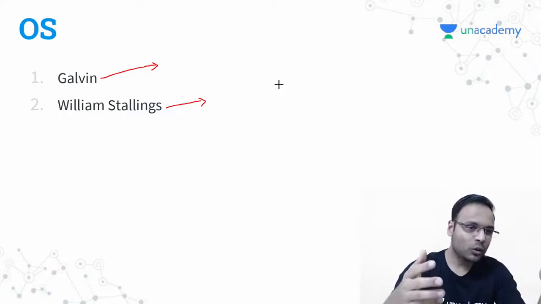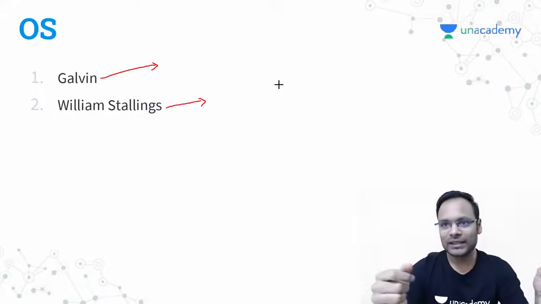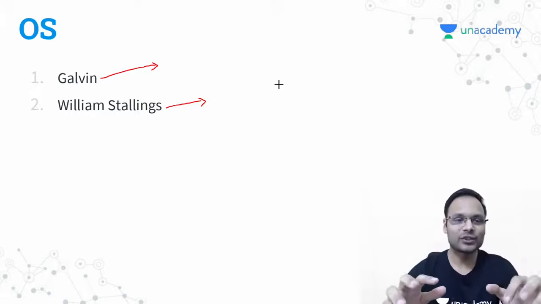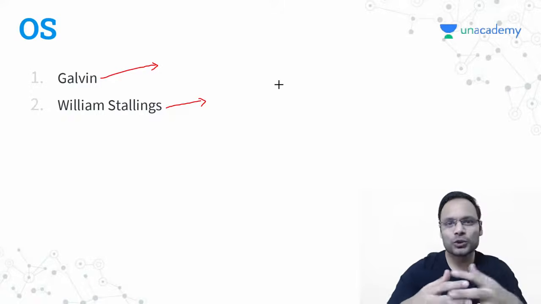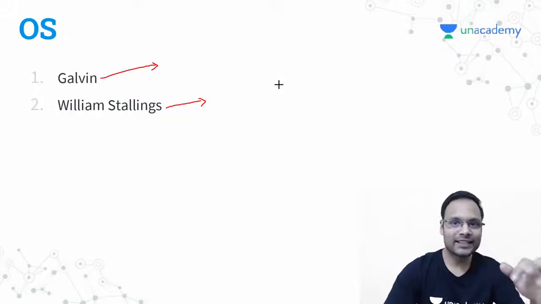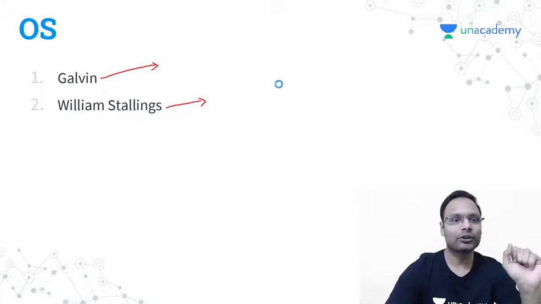In Galvin, there are good questions at the end. At the end of each and every chapter, some questions are given as exercises. If you follow those questions, you will have a better understanding of the computer science operating system. Yes, of course, but you need to have that much extra time for that.